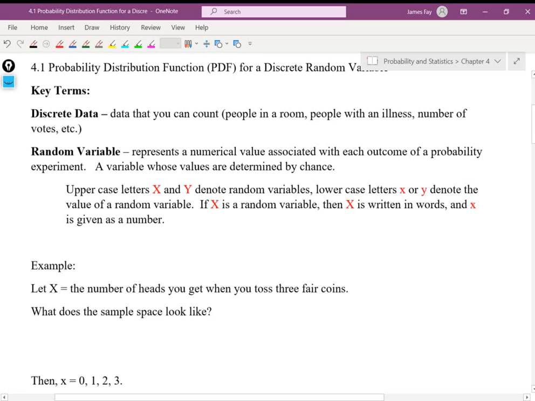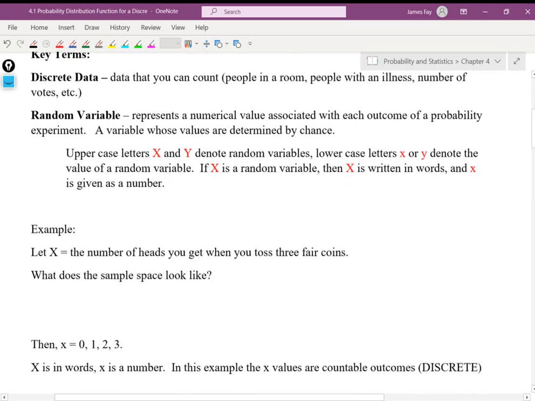So if X is a random variable, then X is written in words and lowercase x is given as a number. So here's an example. If we were to toss a coin 3 times and I ask what is the number of heads that you can get when you do that, okay? We say capital X equals the number of heads you get when you toss a fair coin 3 times, okay? That is the random variable. Okay, now it's a discrete random variable because I can only get 0 heads, 1 head, 2 heads. I can't get like 1.5 heads. Does that make sense? Okay, so I'm only getting those whole number results, so this is going to be discrete.